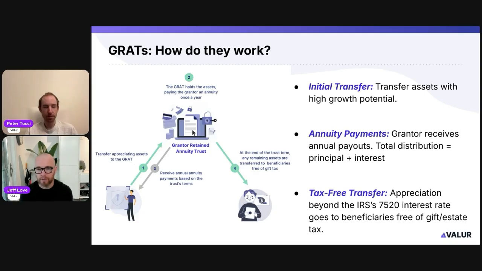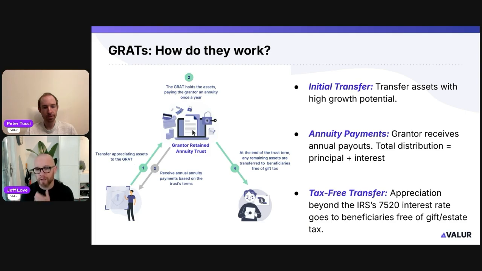So the mechanics, the specifics, how do GRATs work? As I previewed, and we'll go into a little more depth here, the idea is that you're taking some asset. It's typically either cash or an already appreciating asset that you expect to grow more. And if you put in cash, you can buy other assets. And you're looking for something with high growth potential because, again, you want to beat that interest rate.